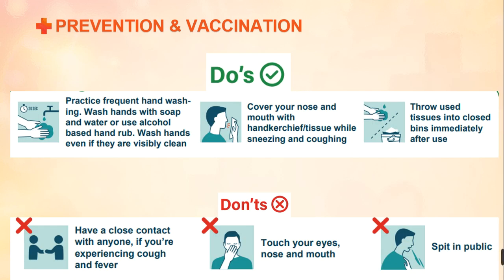So these are some do's and don'ts. Don't get into close contact with people who have COVID-19, who have a fever or any symptoms. Don't touch your eyes, don't spit in public, and cover your nose and mouth with a handkerchief when you cough or sneeze. After that, throw the tissue paper in a proper dustbin which is closed. Don't throw it in public or on the road. Be mature, be educated, be civilized. Throw it in the closed dustbin. Don't spit in public.